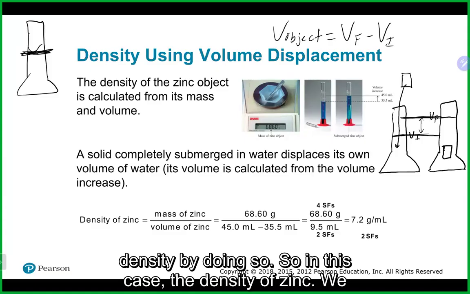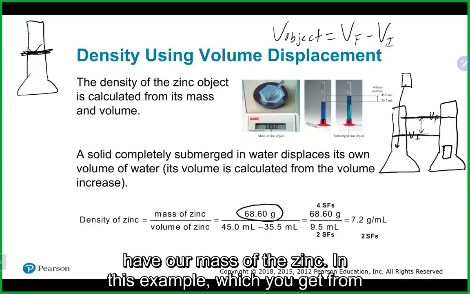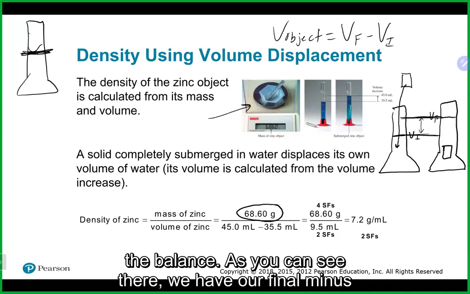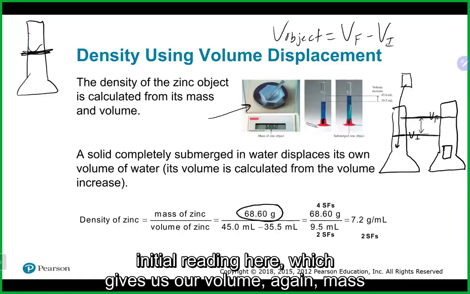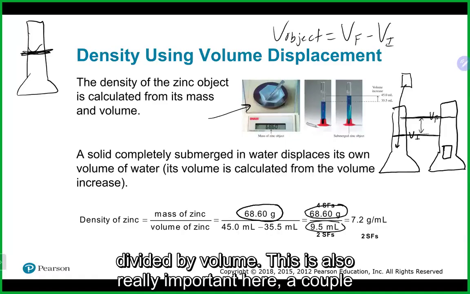So in this case, the density of zinc, we have our mass of the zinc in this example, which you can get from the balance, as you can see there. We have our final minus initial reading here, which gives us our volume. Again, mass divided by volume.